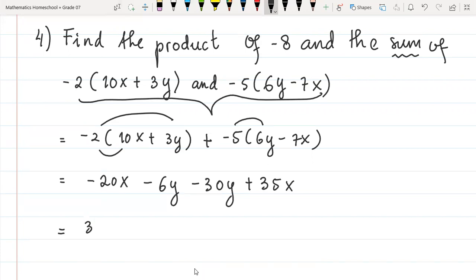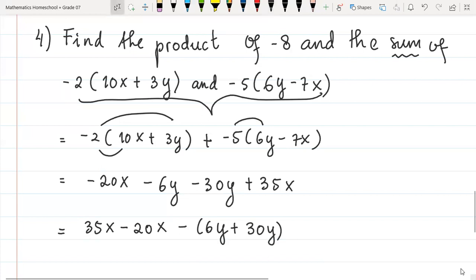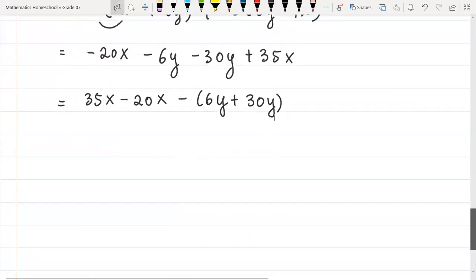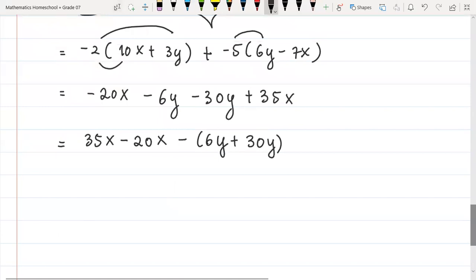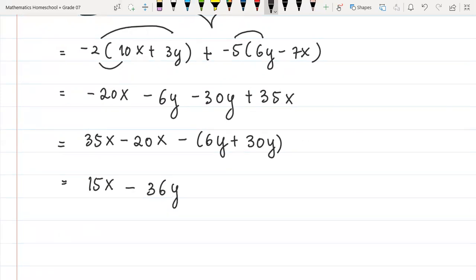Now, the 35x can be put closer to -20x, and then here we have -6y plus -30y. The last step is we write it as shortly as possible. So we have 35 minus 20, which is 15x, and -36y. Is it clear?